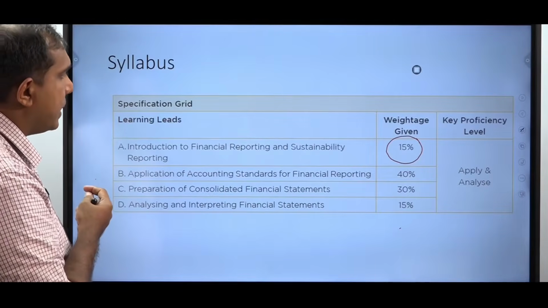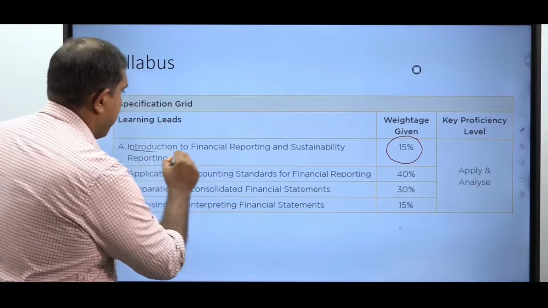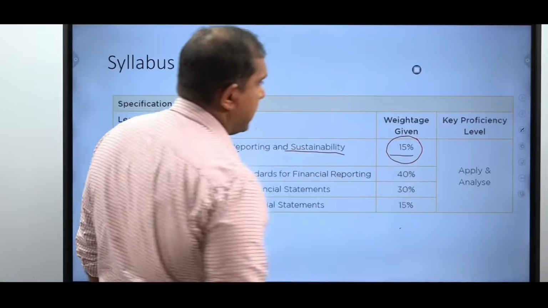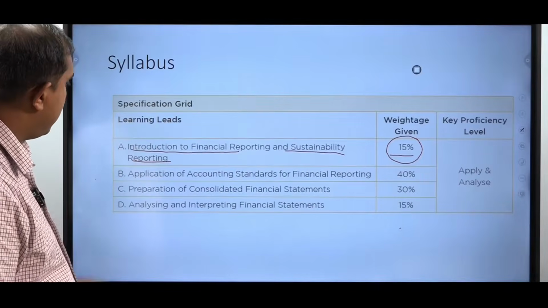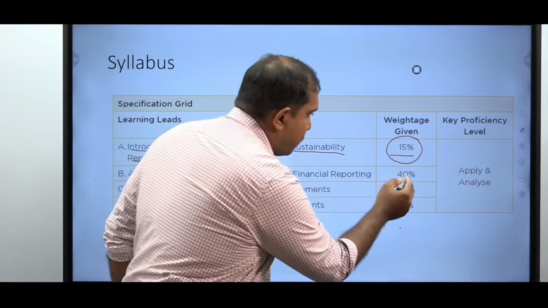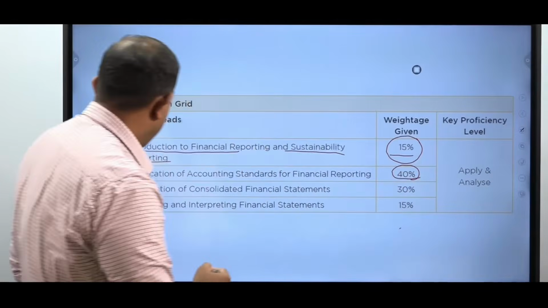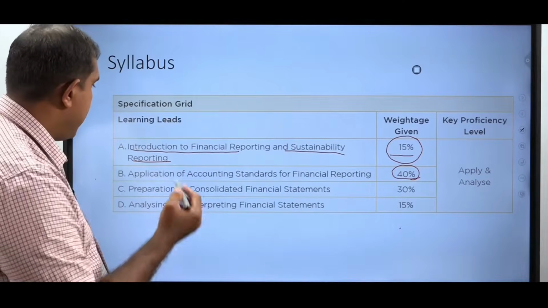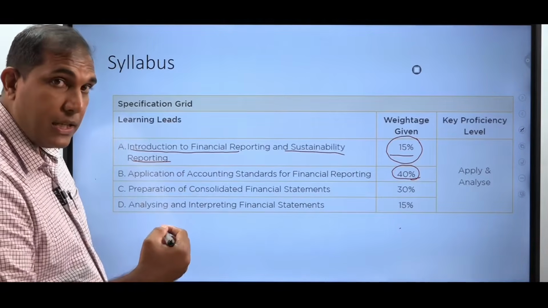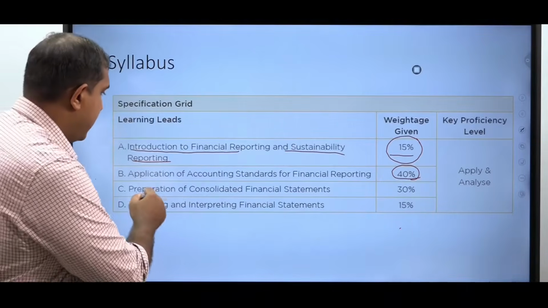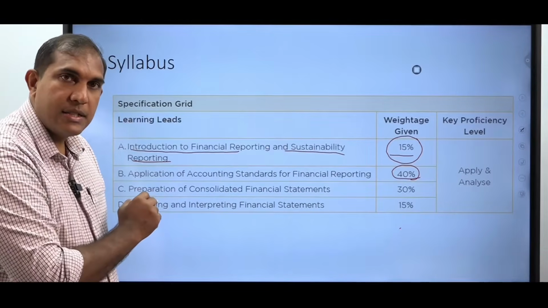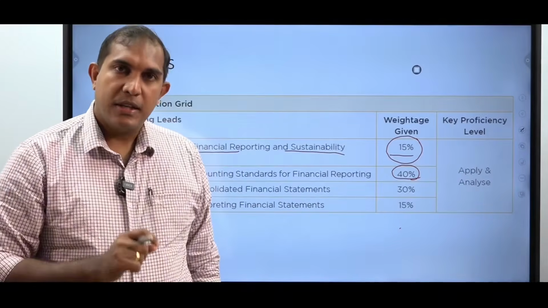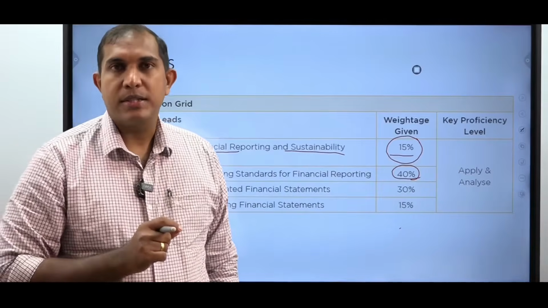Introduction to financial reporting and sustainable reporting, 15%. Then section B, as you can see, 40%. Application of accounting standards for financial reporting. Then section C, again connected with the accounting standards. Why am I saying so? Preparation of financial statements. Yes, you need to comply with accounting standards.